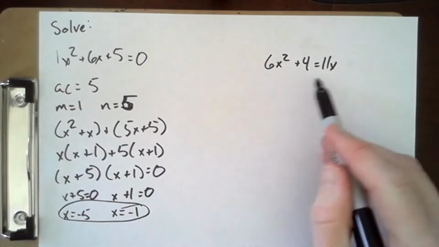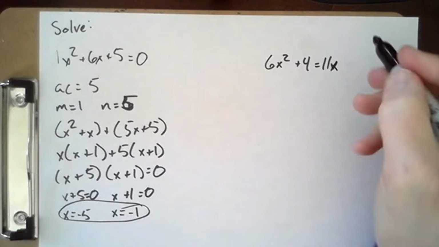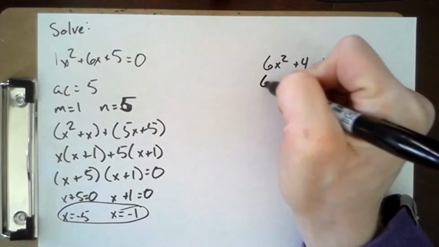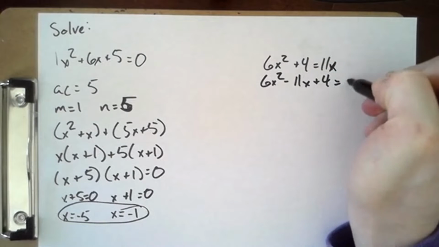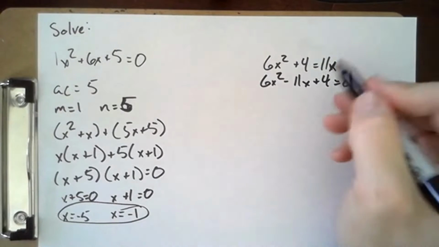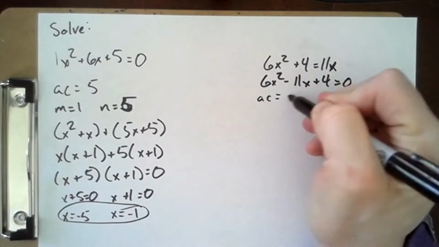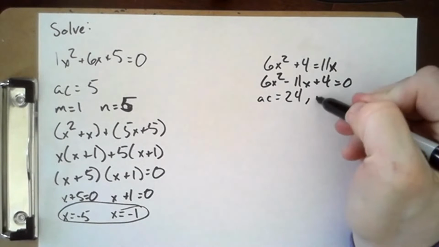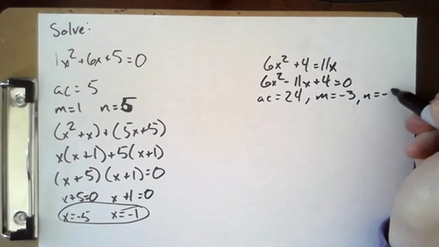Moving on, we look at this 6x squared plus 4 equals 11x. We're going to subtract that 11x from both sides of the equation and make this 6x squared minus 11x plus 4 equals 0. Now we're going to multiply 6 by 4. ac equals 24. We want two numbers that multiply to 24 and add to negative 11, and those numbers are m equals negative 3, n equals negative 8.